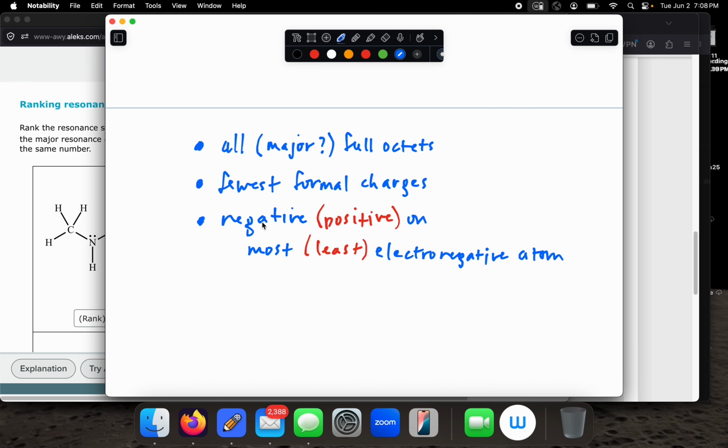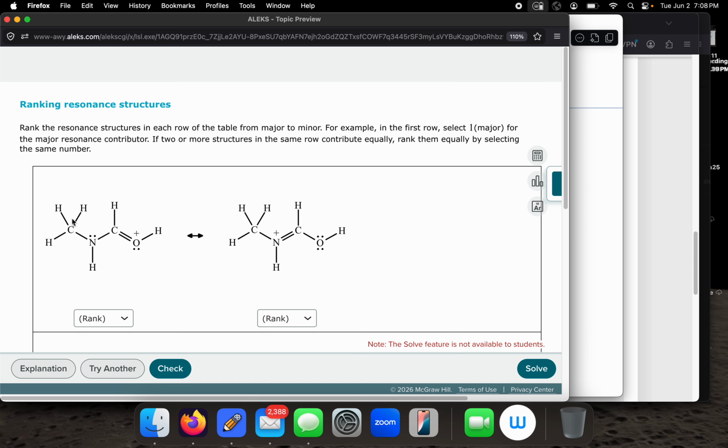Next one is, are the negatives on the most electronegative atom? There were no negatives. Are the positives on the least electronegative atom? Aha. Okay, so the electronegativity of oxygen is 3.5, and the electronegativity of nitrogen is about 3. So we do not want the positive to be on the oxygen. It's going to be over here. That's the best. That's the major. And this is going to be the not major.